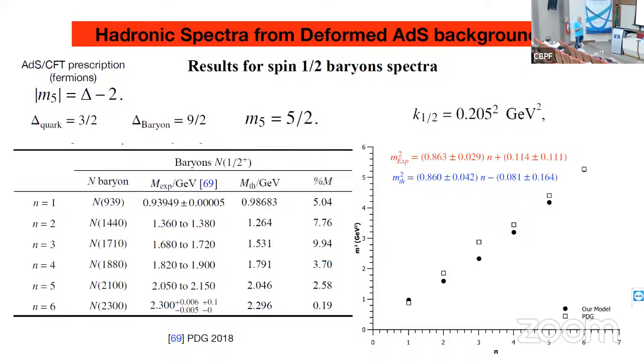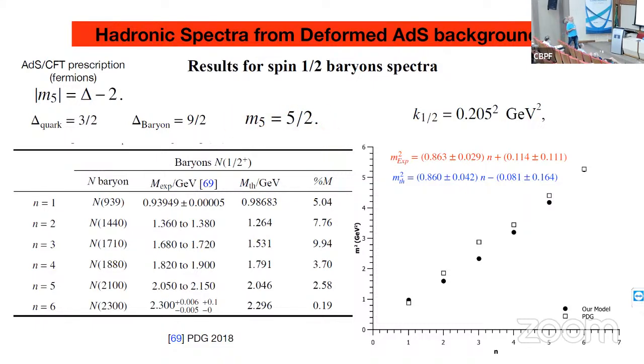So in this case, the AdS/CFT prescription is a little bit different. The modulus of the 5-dimensional mass is related to delta, the dimension, minus 2. So for spin 1/2 baryons, we have a quark with 3/2, and then a baryon with three valence quarks will be 9/2. And then we find M5 to be 5/2.